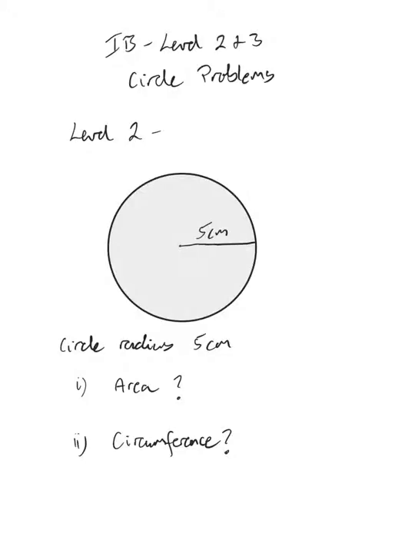Morning, guys. Ahead of exams on Monday, I thought it might be useful to go through some level 2 and 3 circle problems. If we start initially with the level 2 question, typically they'll start off with a circle and give you either a radius or a diameter, and from that they will ask you to work out the area and the circumference.